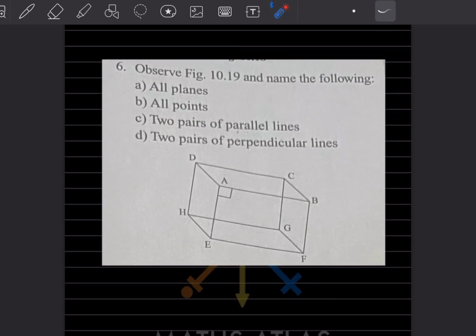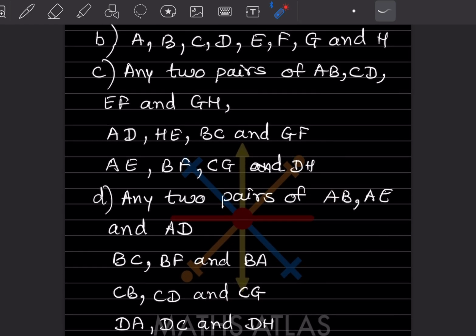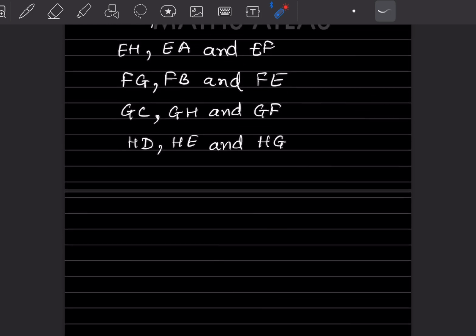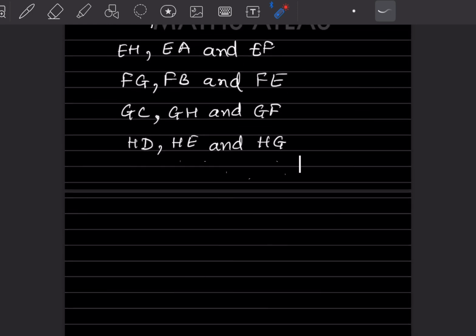AB and AE are intersecting here. And if we take this one, AB, AD, AE. Then BC, BF, and BA. CB, CD, and CG. So you can just have a look at this one. So it's easy once you know how that is.